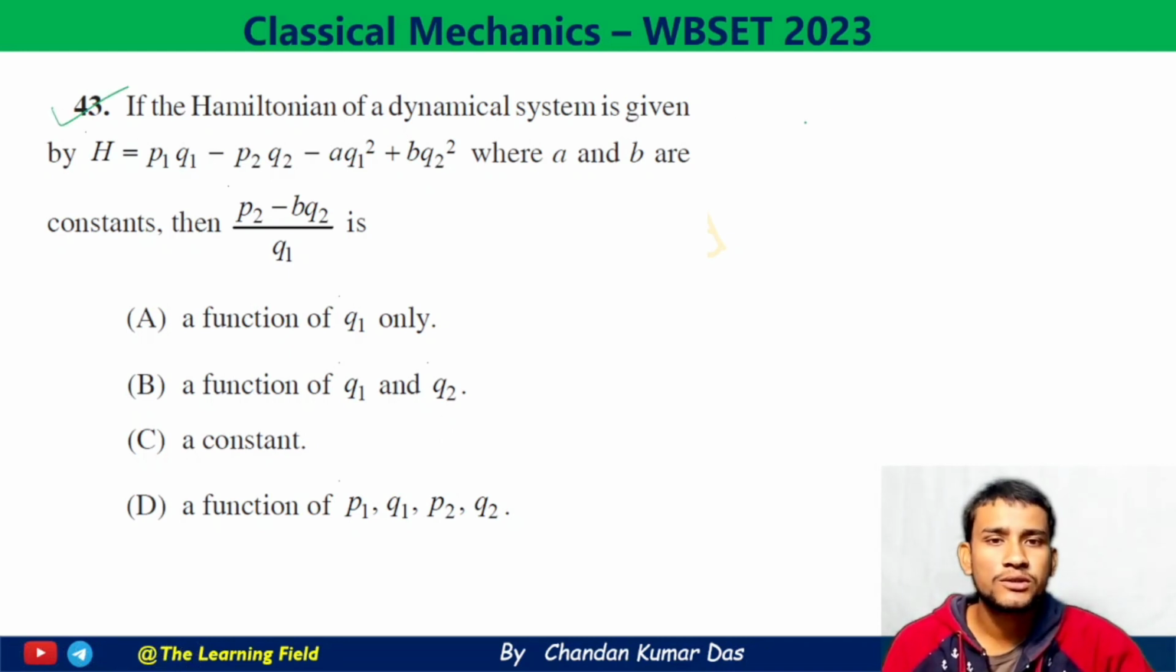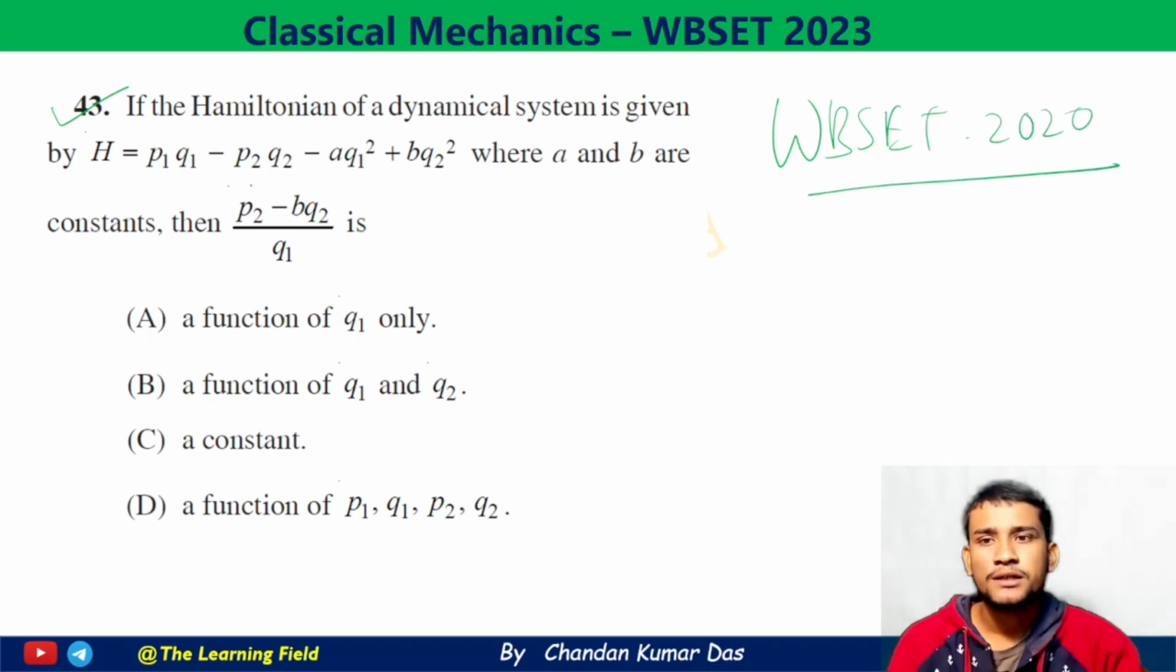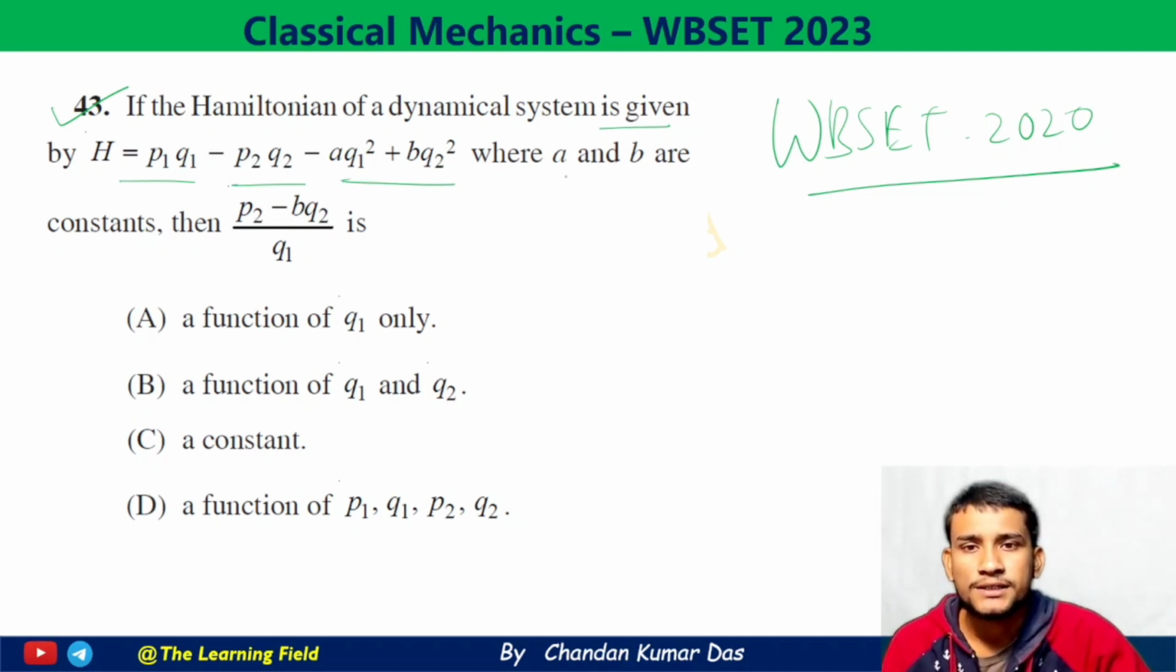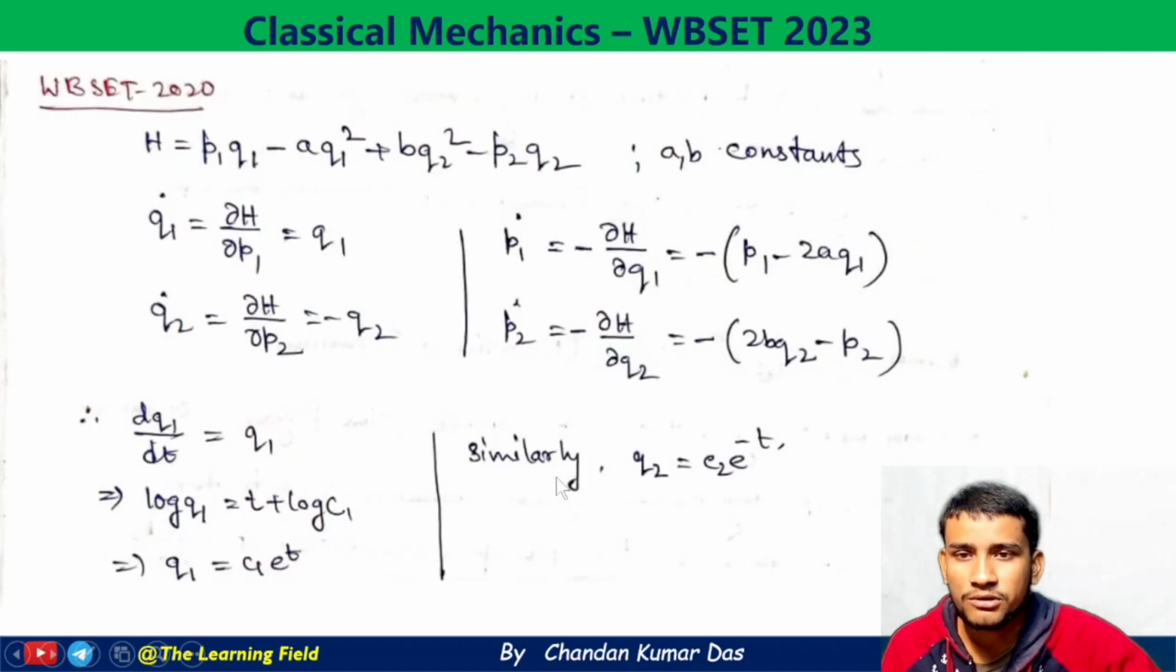This is also a question of WBSET 2020 paper. The question says that if the Hamiltonian of the dynamical system is given by H equal to p1 q1 minus p2 q2 minus this term, where a and b are constants, then we have to calculate this value. That means we have to first calculate the values of p2 and q2, then put the values here. Now see the answer of the question.